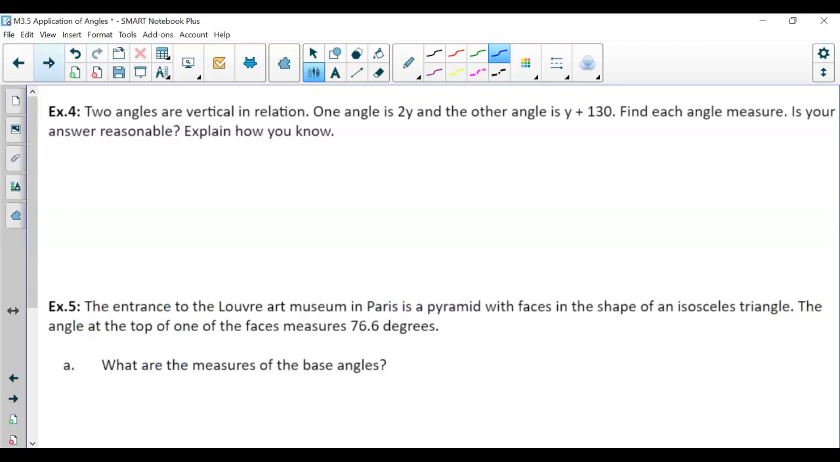So now go ahead and try this first one, drawing a picture, and let's see what your thoughts are if the answer is reasonable and explain how you know.